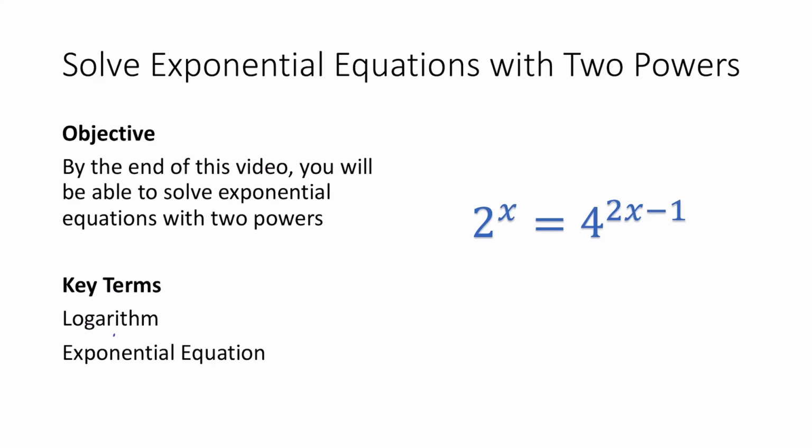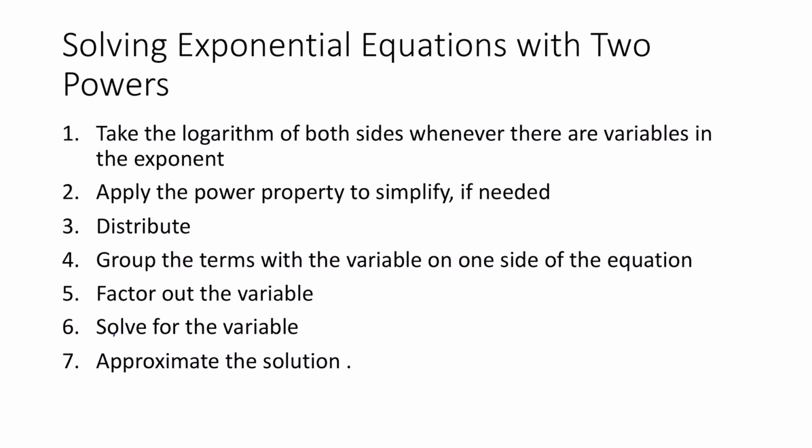So in this video, we're going to talk about how to solve exponential equations with two powers. To solve exponential equations with two powers, we're going to take the log of both sides whenever there are variables in the exponent. Then we're going to apply the power properties, simplify if needed, distribute, group the terms of the variables on one side, factor out the variable, solve for the variable, and then approximate the solution.